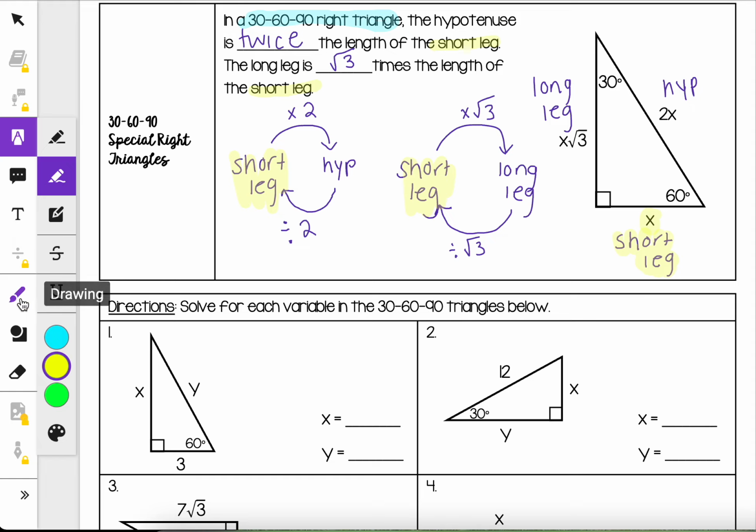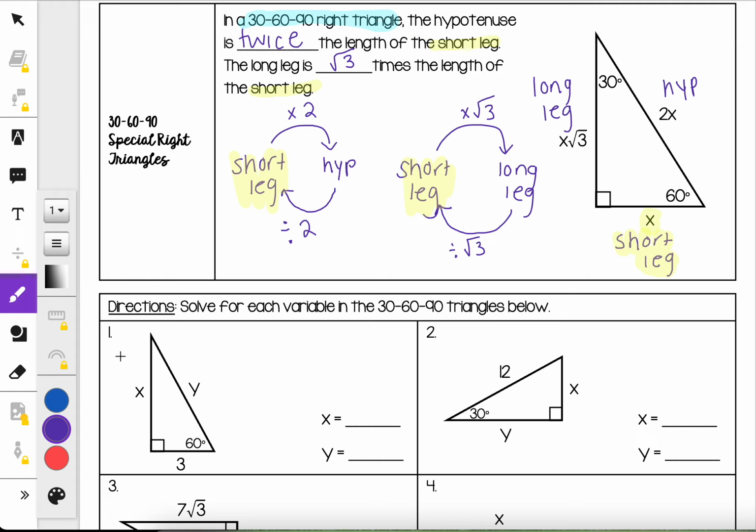The first thing we want to do is label each of these sides, especially when you're starting off. So here I'm going to label my short leg. So that is the one that is across from your 30-degree angle. Label my long leg and label my hypotenuse. Okay, so because I'm given the short leg, I can choose if I want to find my long leg or my hypotenuse first. I always think the hypotenuse is a little bit easier because you're not dealing with radicals, you're just multiplying by 2. So I'm going to take this 3 times 2 is 6.